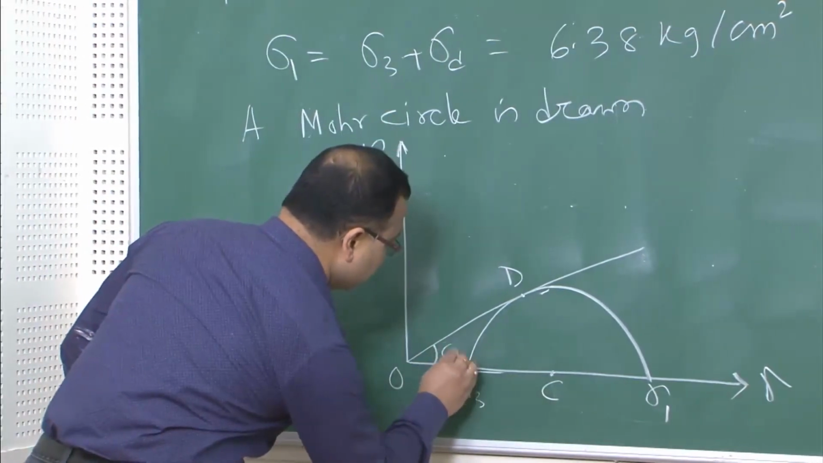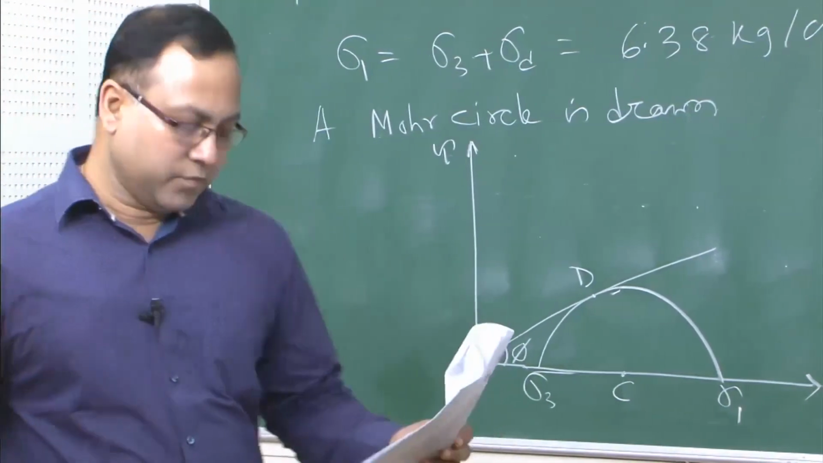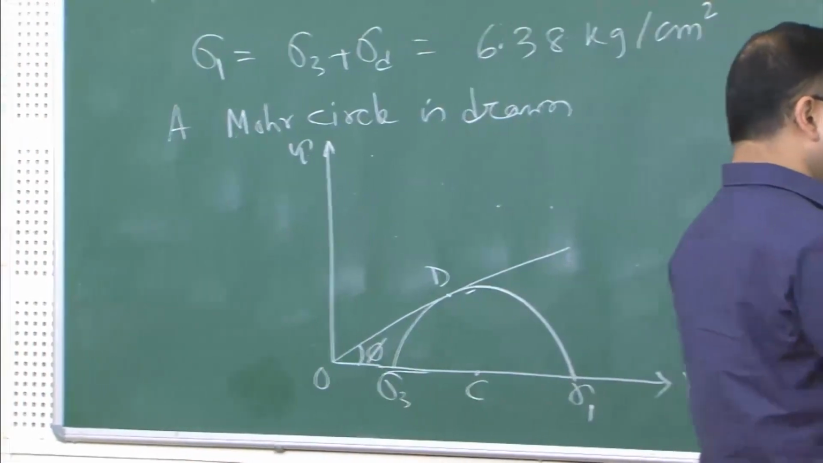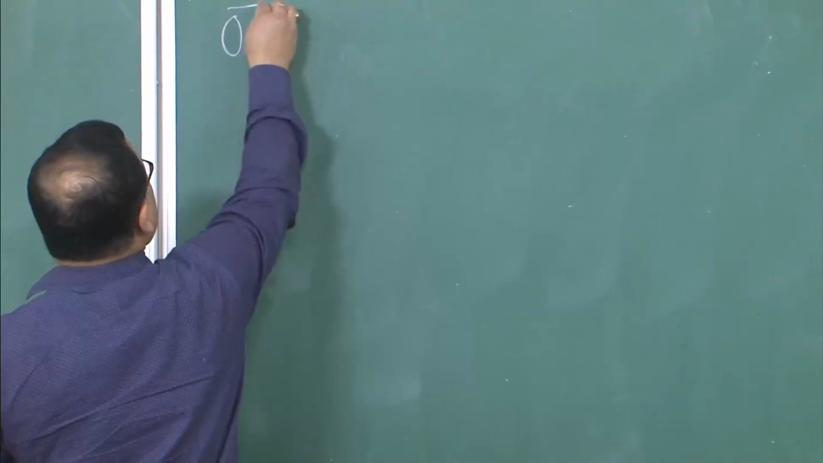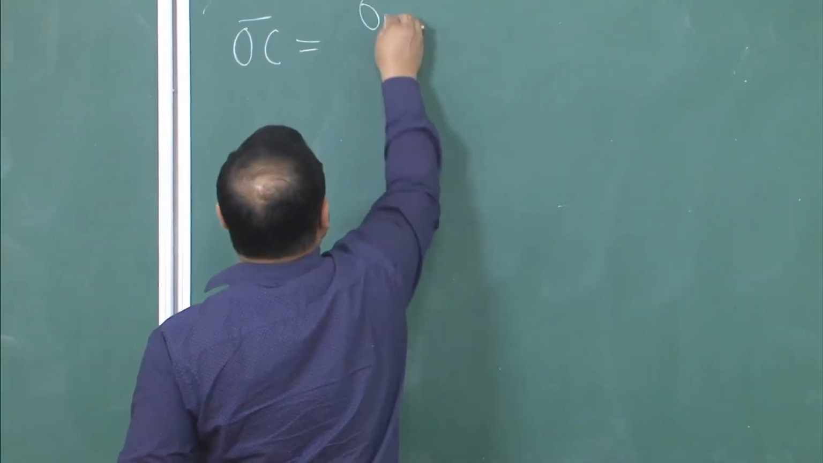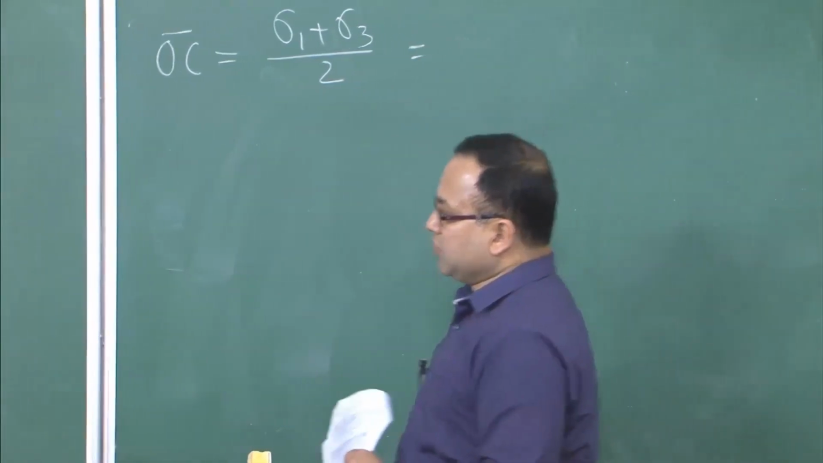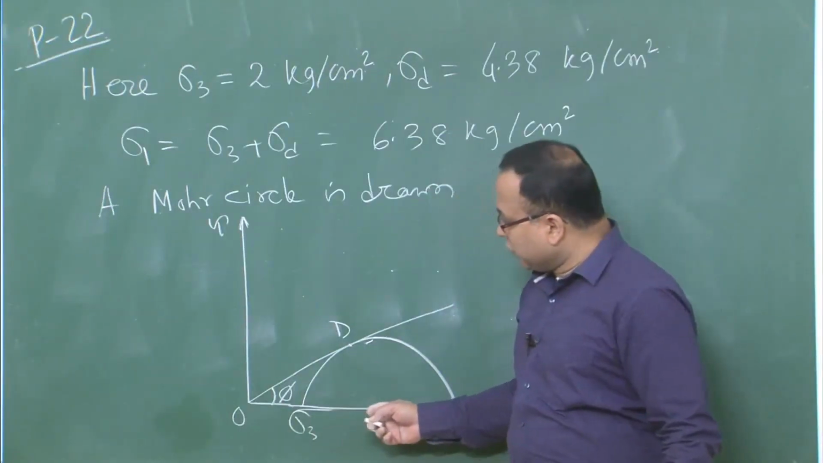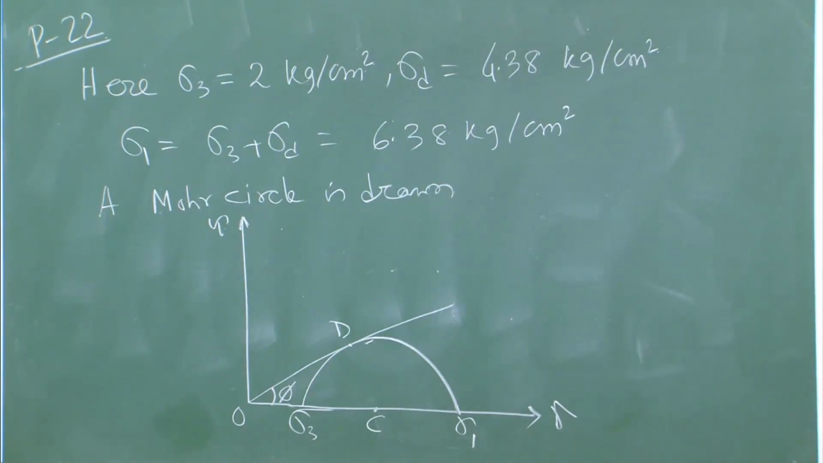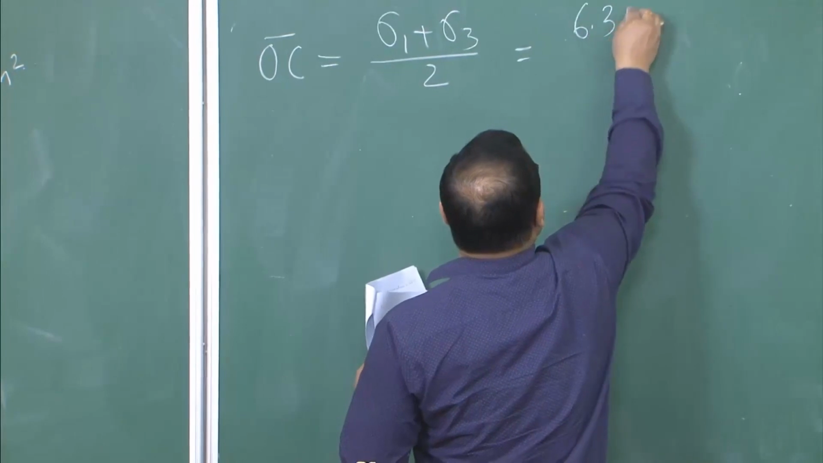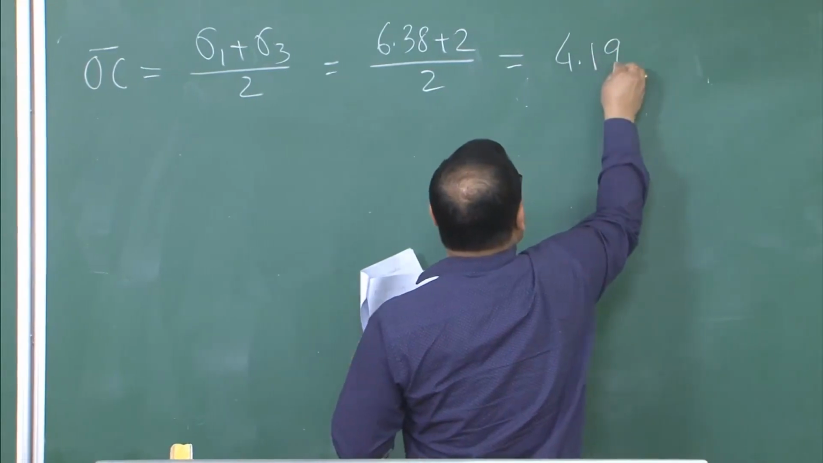And so, therefore, this angle is phi. So, you need to find out the magnitude of phi, because C is 0. If you look at this figure, we can write OC is equal to sigma 1 plus sigma 3 by 2, right. What is OC? OC is the distance between the origin and the center of the Mohr circle. So, that is nothing but sigma 1 plus sigma 3 by 2, which is 6.38 plus 2 by 2, equal to 4.19.